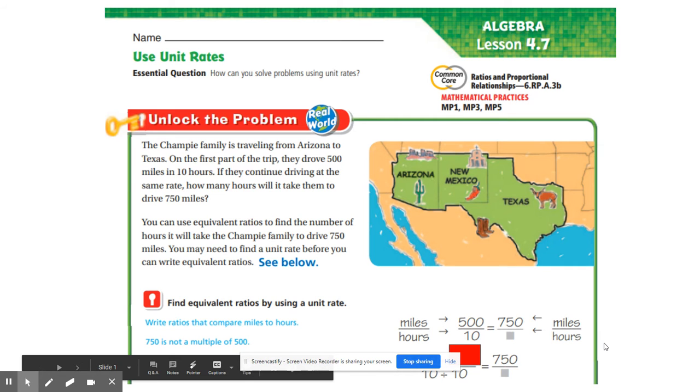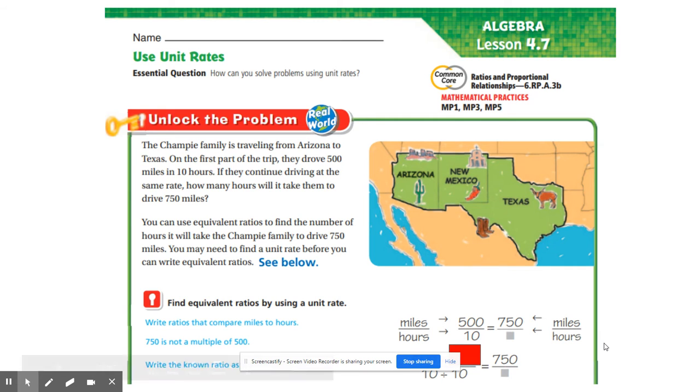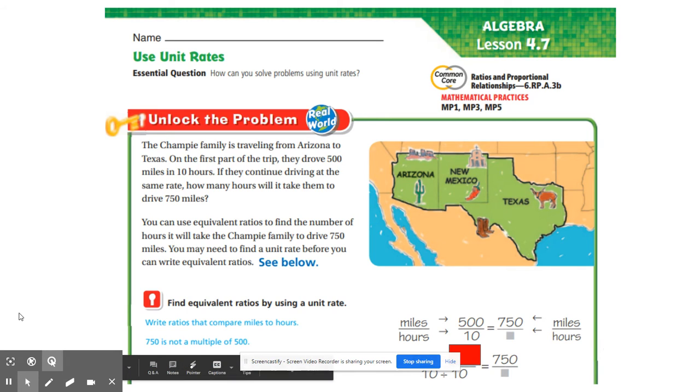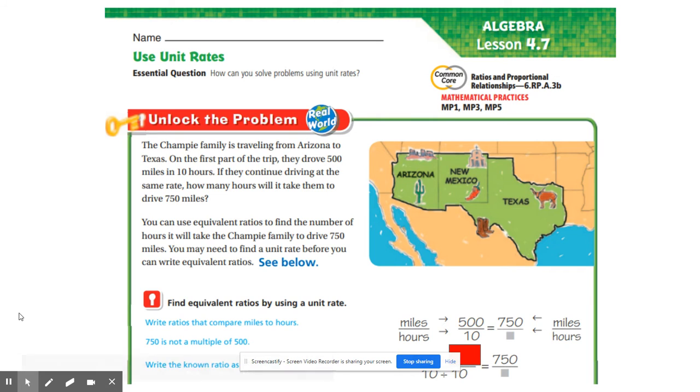Hello, today we're looking at using unit rates. This is similar to what we did yesterday, but we're going to start with unlocking the problem. So the Champion family is traveling from Arizona to Texas. On the first part of the trip, they drove 500 miles in 10 hours, and if they continue driving at that same rate, how many hours will it take them to drive 750 miles?